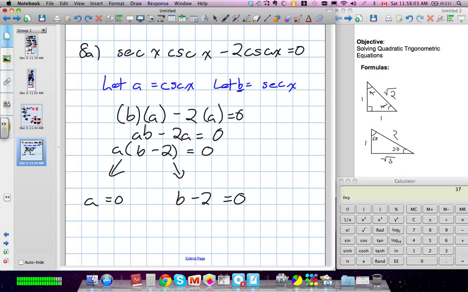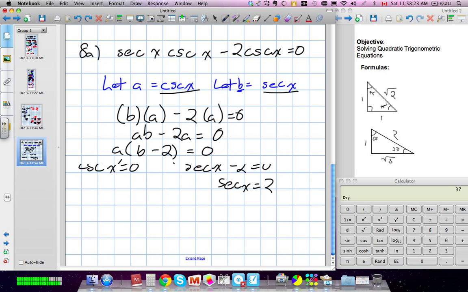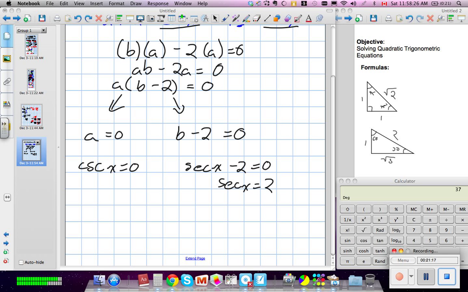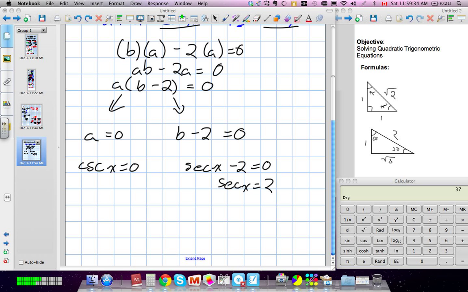Now that I have that, let's go back. a is cosecant, so cosecant x is 0, or b is secant, so secant x minus 2 is 0. So cosecant x is 0 or secant x is equal to positive 2. Then we work from there to solve. Cosecant is the inverse of sine, so we get 1 over sine x equals 0. If I move sine over, it would say 1 is equal to 0 times sine x. Not possible. I can't multiply something by 0 and get 1, so this is a dead equation.